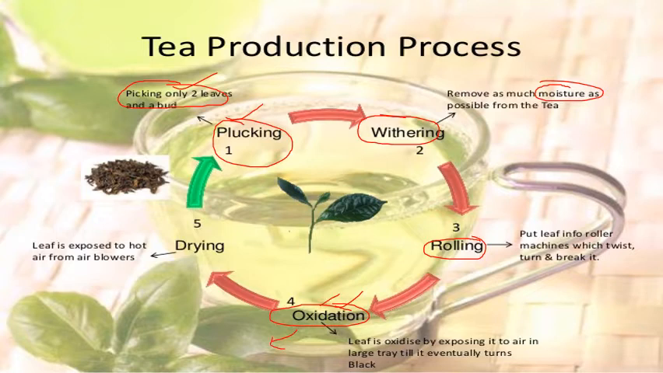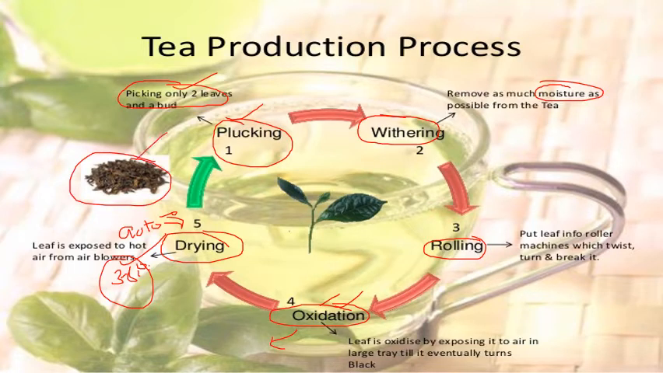Then finally comes the drying process, in which most of the moisture is drawn out, and here we blow hot air at 90 to 100 degrees Celsius, so that the moisture content remaining in the final tea particles is 3 to 5%. Then they are subjected to grading and are commercially available for consumption. So this is the summarized process of tea processing.